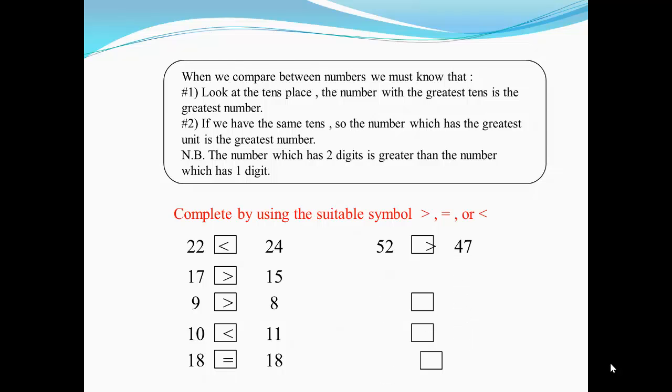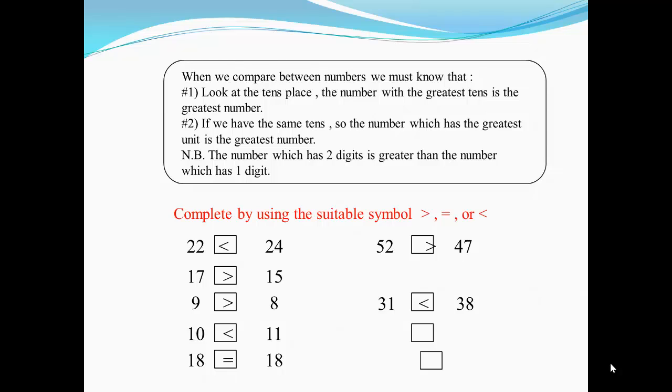52 and 47, which is greater? Here, different tens. So the number which has the greatest tens is the greatest number. Notice here, the ones here is smaller than the other ones. I don't care. First, I look to the tens. If they are different, I take the greatest tens.